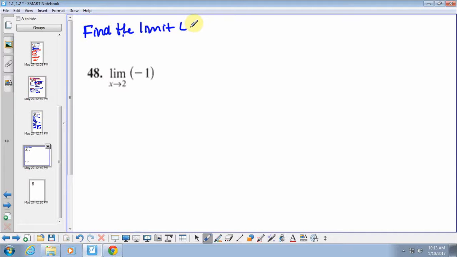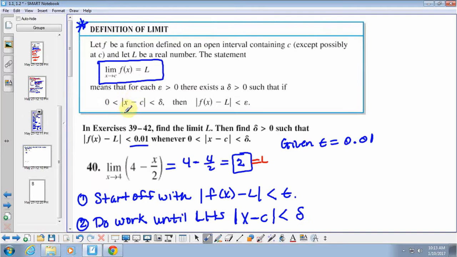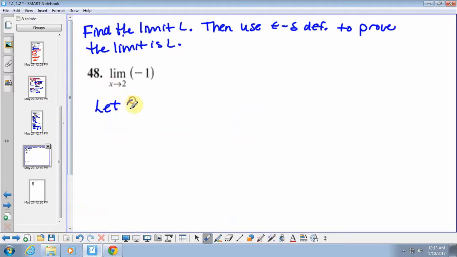Find the limit L. Then use the epsilon delta definition to prove the limit is L. So in these directions, they did not give us a specific epsilon. So you just let epsilon be bigger than 0. So we've already said that limit is L.